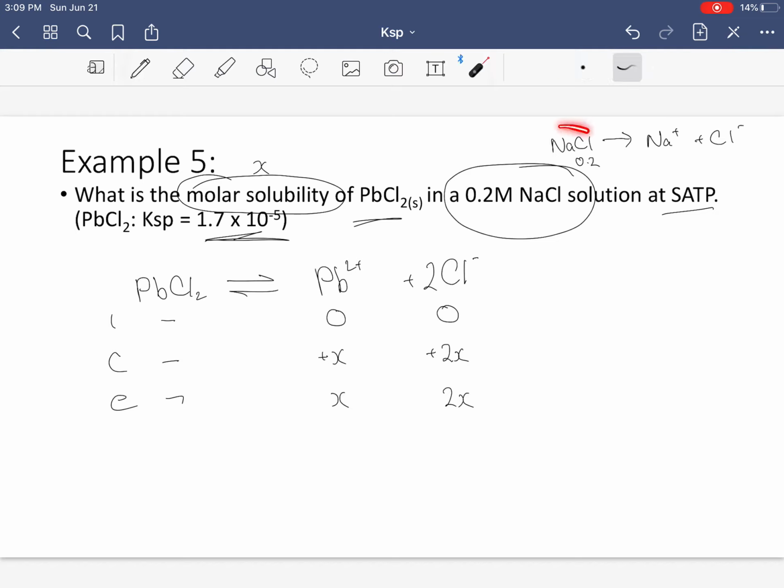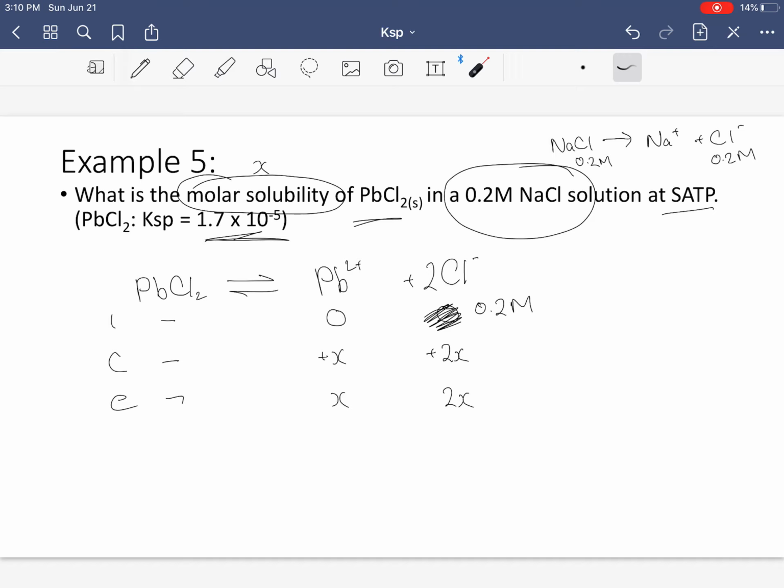Cl and Na is in a ratio of 1 to 1. So if this is 0.2 molar, this is 0.2 molar. What that means is this is not going to be 0. This is going to be 0.2. Okay, so common ion effect actually gives you something for one of the products to start right off the bat.